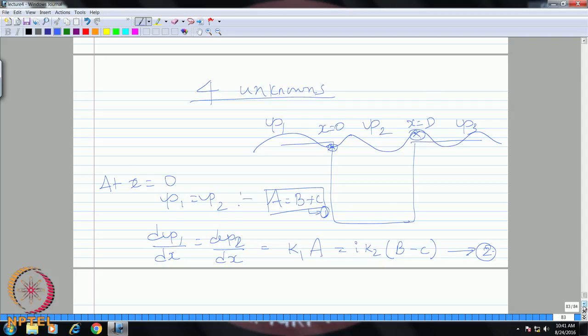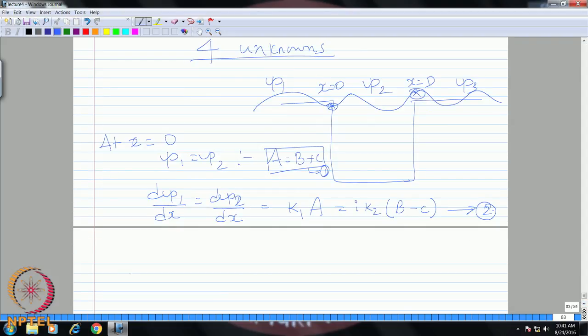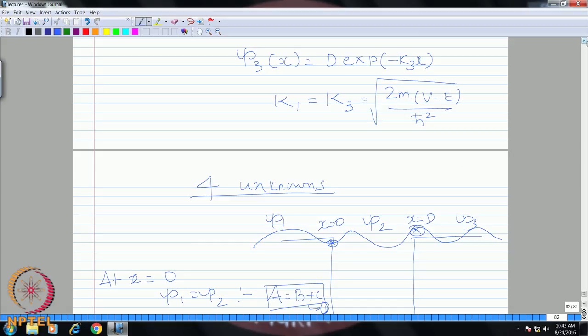Please check this later. Similarly, at x equal to d, psi 2 equal to psi 3 should give you b exponential i k2 d plus c exponential minus i k2 d should be equal to d exponential minus k1 and k3 are same. So, we can use k1 times d. Okay.